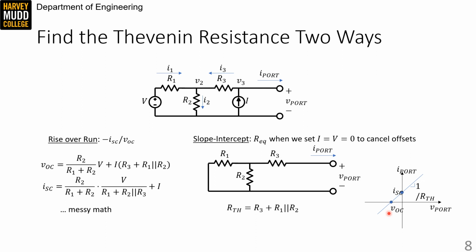So if we zero out all the power sources in a circuit, then we can't have any intercept, but the slope remains unchanged. So we can calculate the slope very directly.